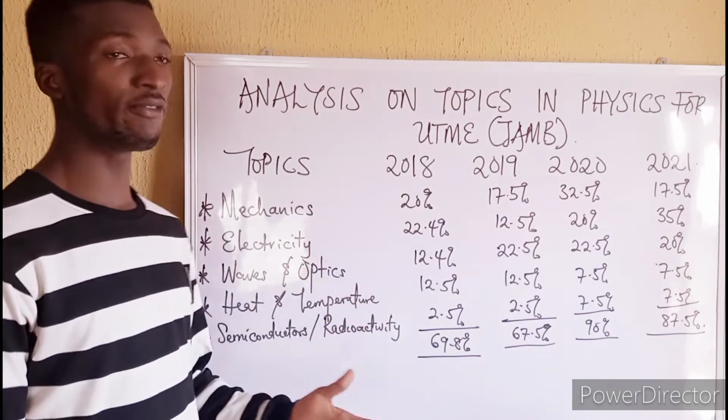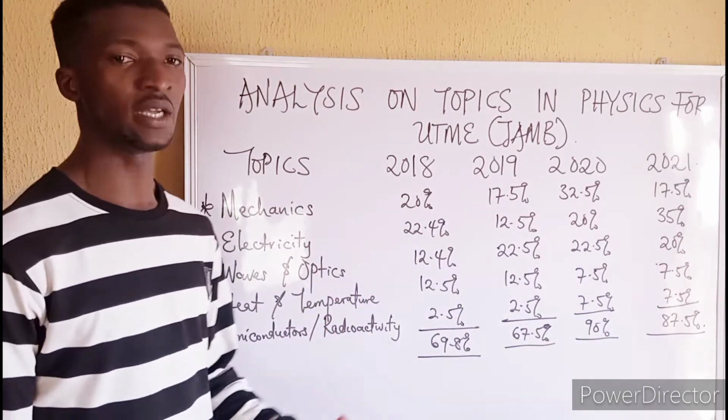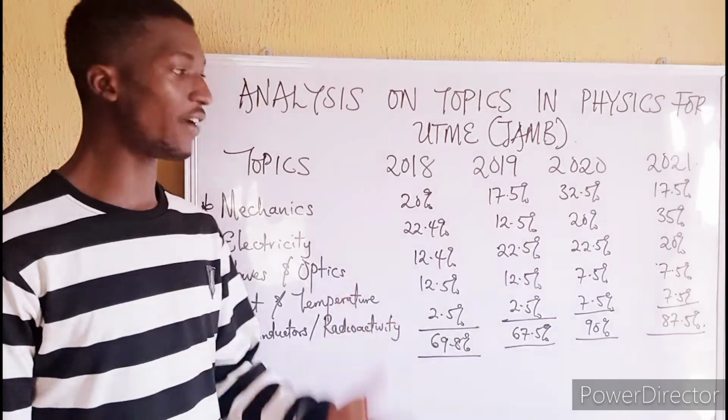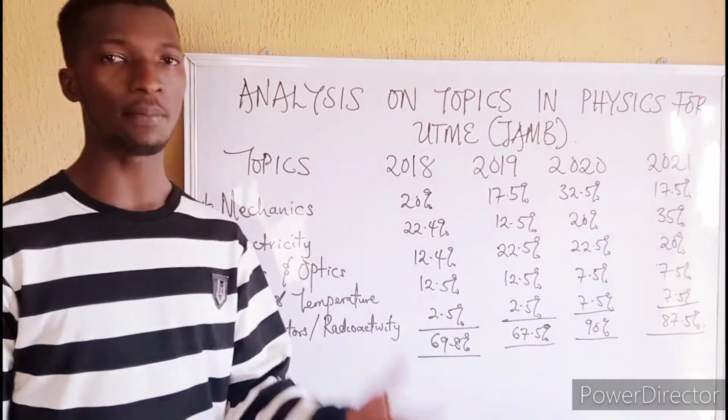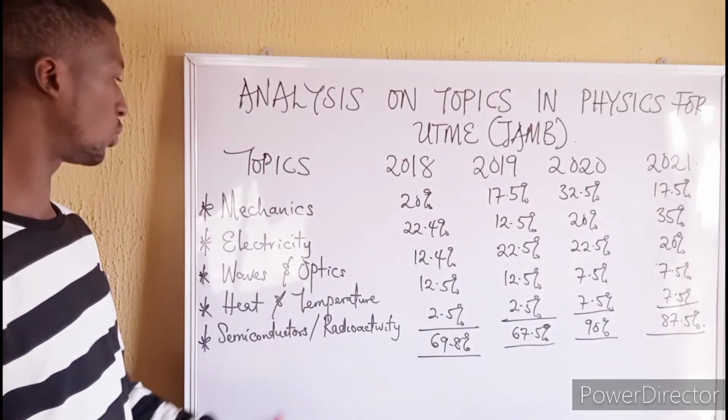Here we have about 12.4% of it in year 2018. In 2019 it was 22.5%. In year 2020 it was 22.5%, and eventually it went back to 20% in year 2021.